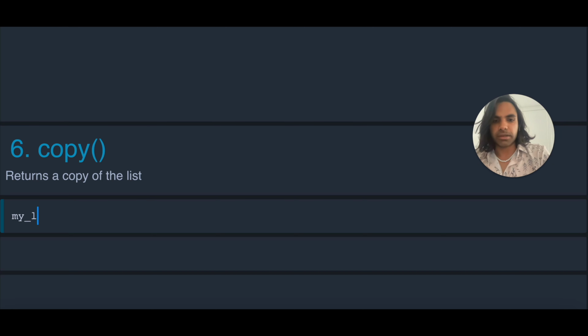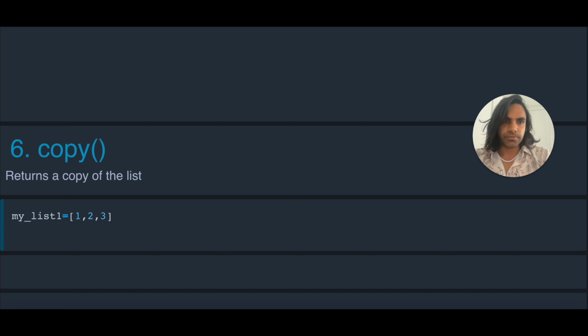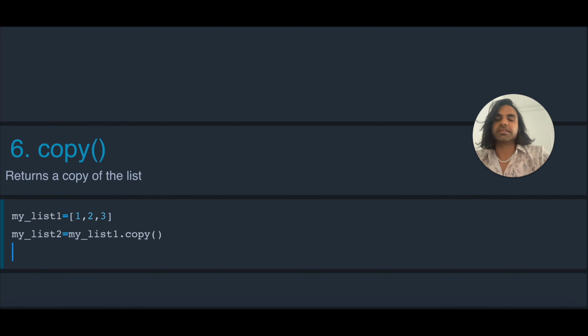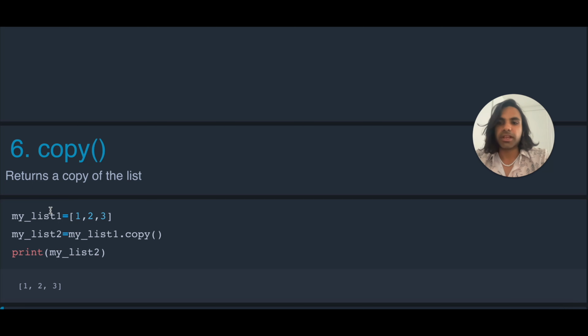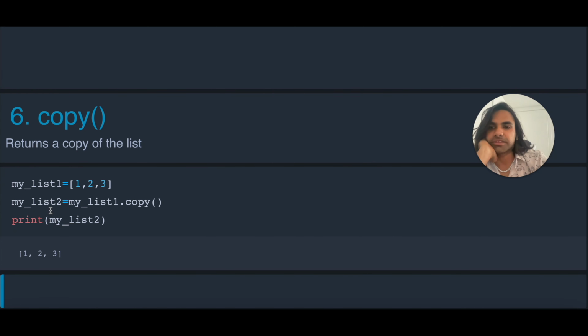So I'm going to say my list 1 equal to 1, 2, and 3. Now I'm going to create a copy of the list 1. So that would be my list 2 equal to, okay, sorry, that would be my list 1 dot copy. What it's going to do is copy my list 1. Let's run the code and see the output ourselves. I'm just going to print my list 2. Here you can see that my list has 3 elements: 1, 2, and 3.